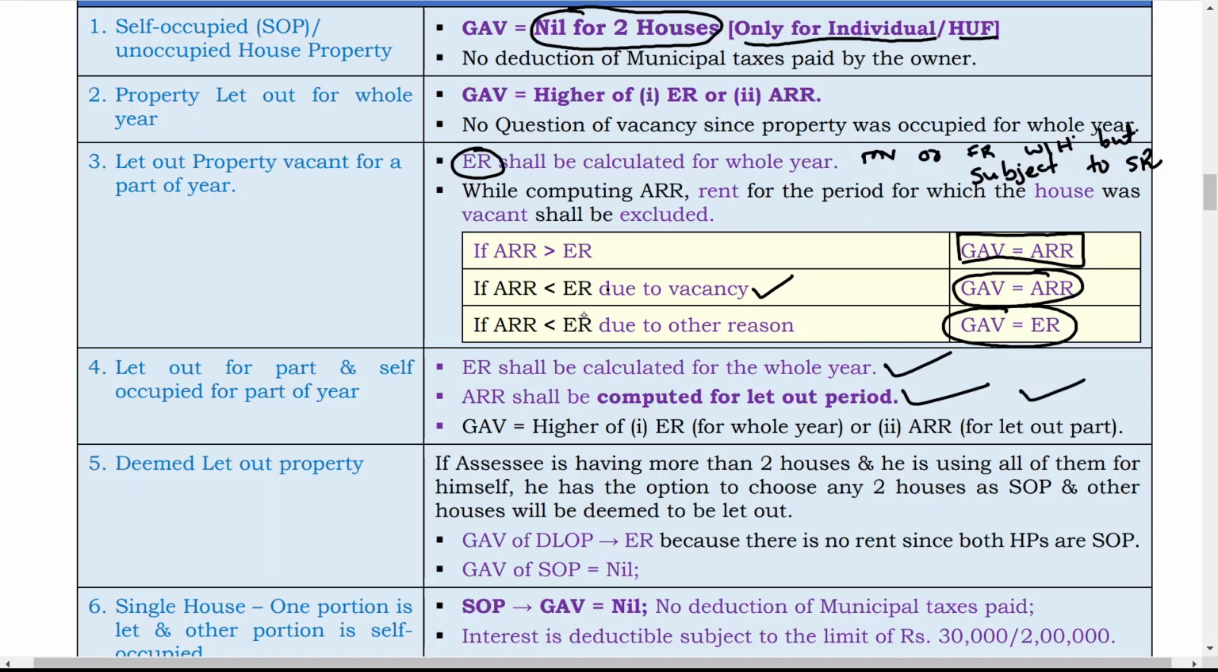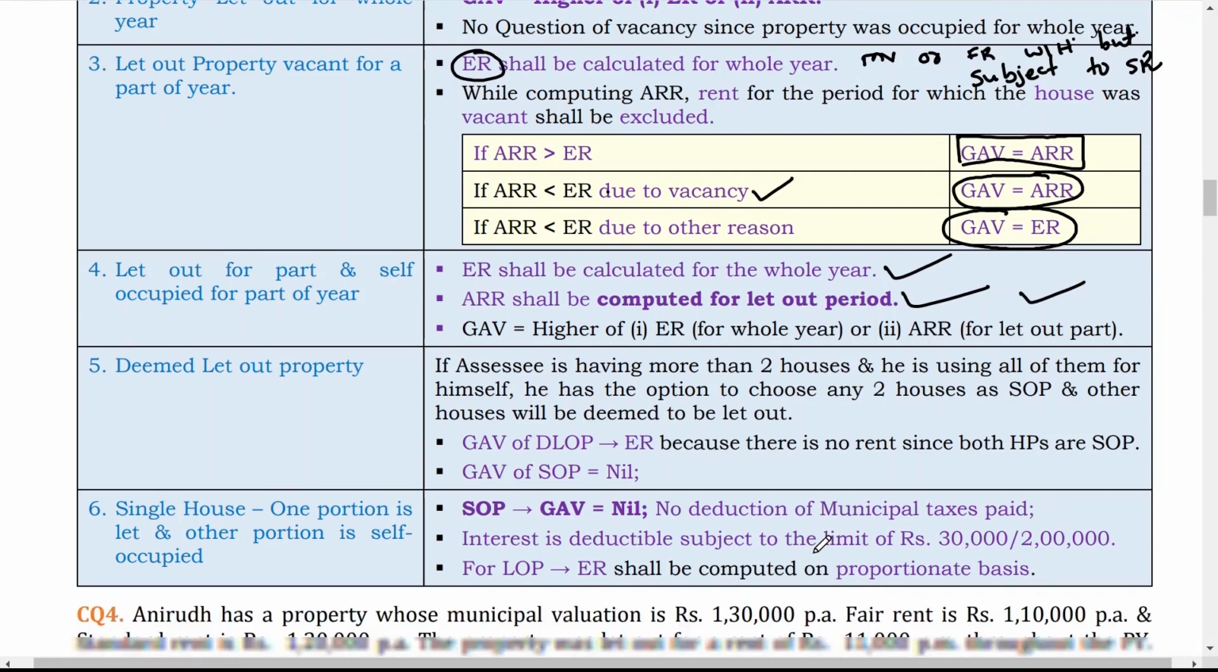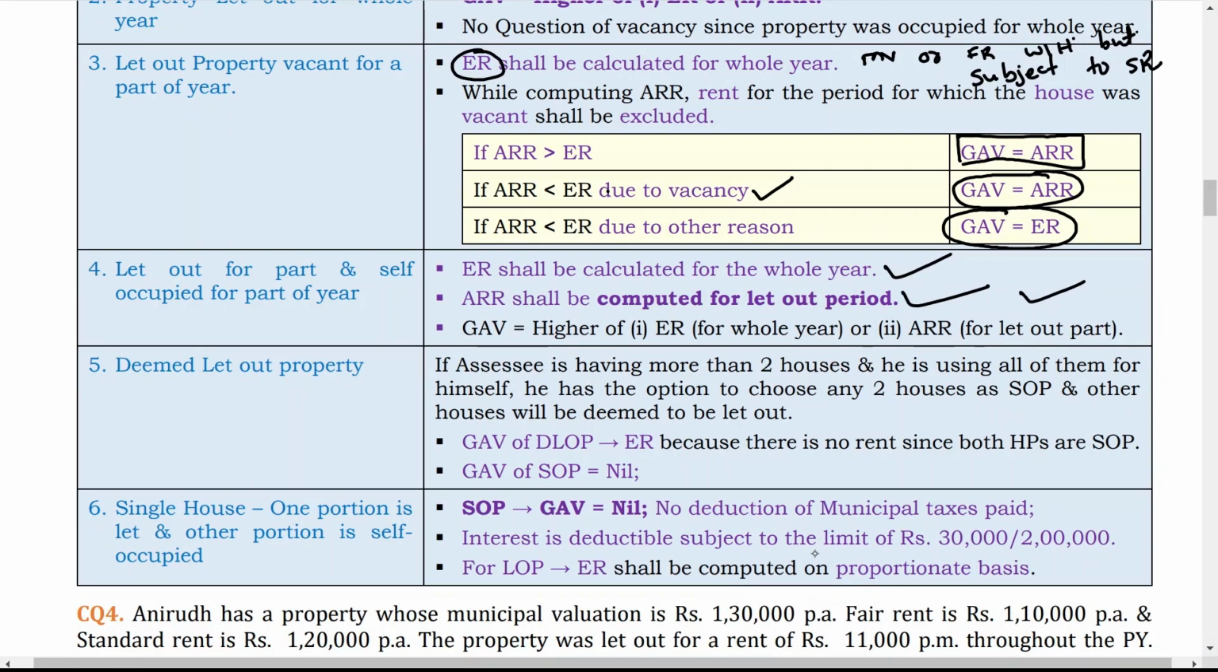Now, deemed to be let out property means if the assessee has more than two houses and is using all of them for himself, he has the option to choose any two houses as SOP, that is self-occupied property, and the other houses will be deemed to be let out. So GAV of DLOP, deemed to be let out property, is equal to ER.